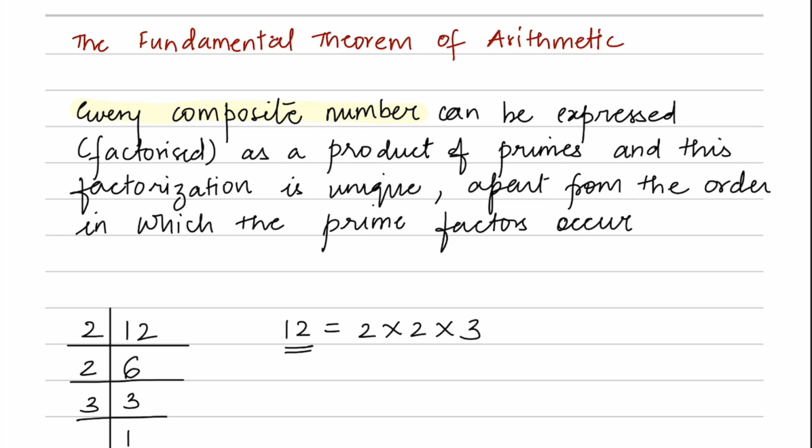So if you take any random composite number, you can always factorize that composite number as a product of some prime numbers. Now what is important is that this prime factorization is unique, meaning no other number will have the same set of prime numbers.